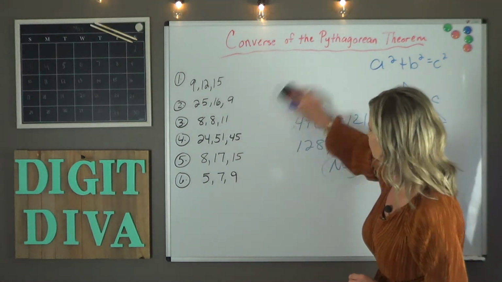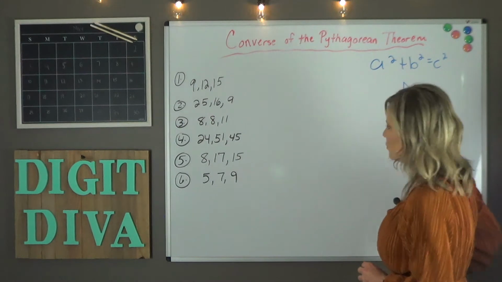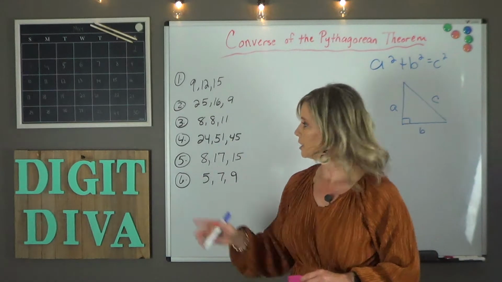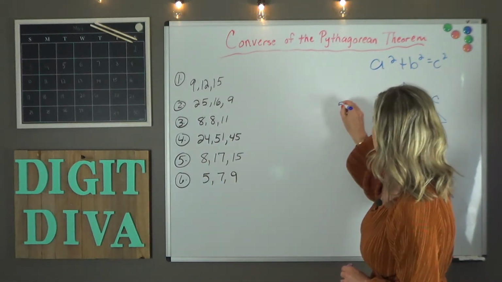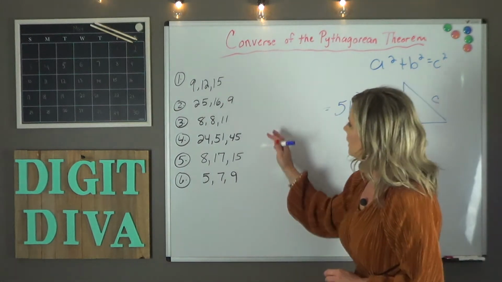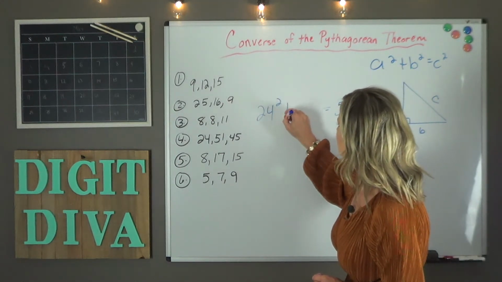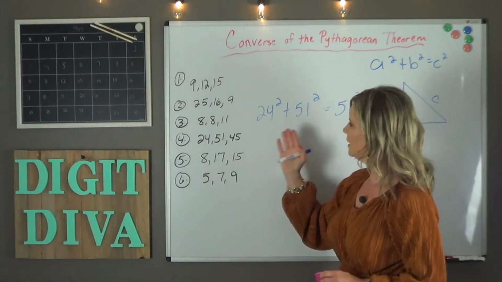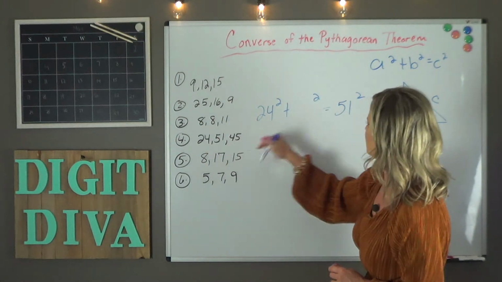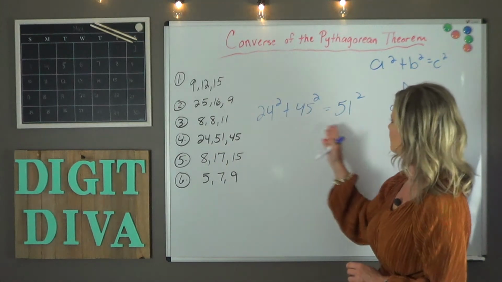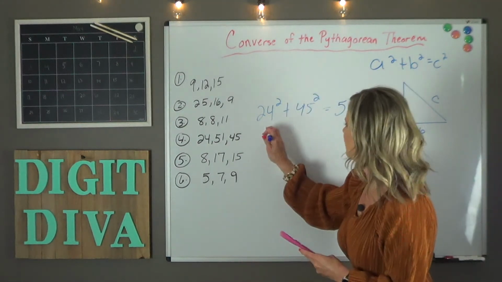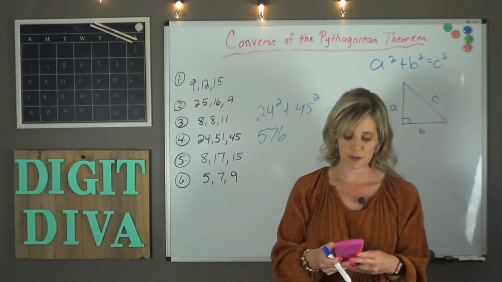So far, so good. All right, we have 3 more examples. 24, 51, and 45. Which one is your largest number? Well, it would be 51. So 51 would be our C value. That's our hypotenuse. And then we would plug in 24 squared plus 45 squared is equal to 51 squared. So we're going to use our calculator. 24 squared is 576.